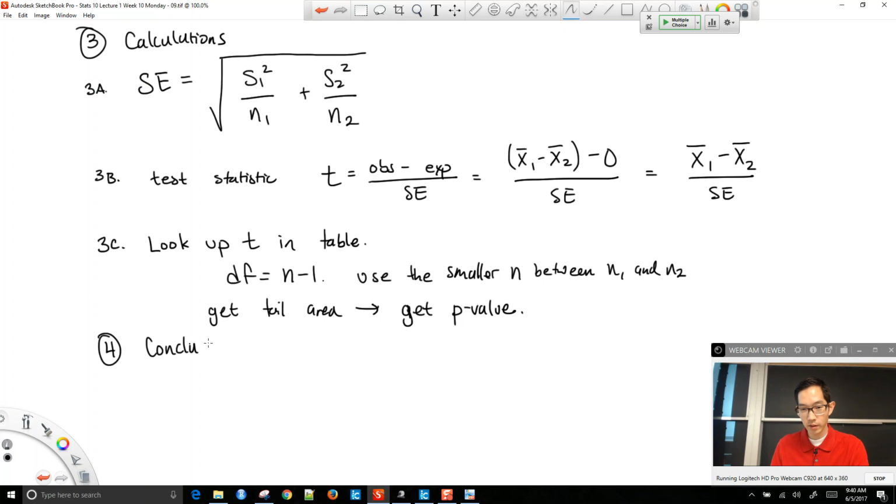And then the last part, make your conclusion. And I don't know if I need to write this again, but sure, I will. Okay, and if the p-value is greater than alpha, do not reject the null. And if it is smaller than alpha, then you do reject the null.